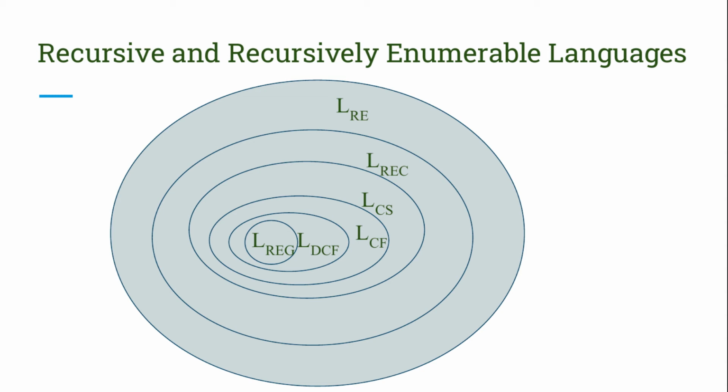Recursive and recursively enumerable languages. We can see one hierarchy of languages. In the inner circle, we can see the regular languages, which are a subset of deterministic context-free languages. Deterministic context-free languages are a subset of context-free languages, which can be non-deterministic too. Context-free languages are a subset of context-sensitive languages. Context-sensitive languages are a subset of recursive languages. And recursive languages are a subset of recursively enumerable languages.